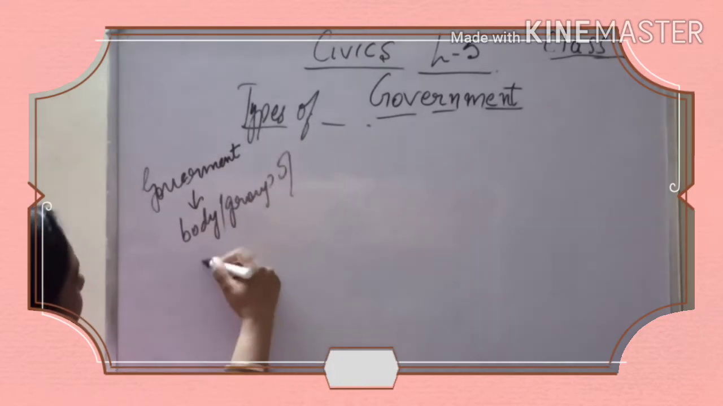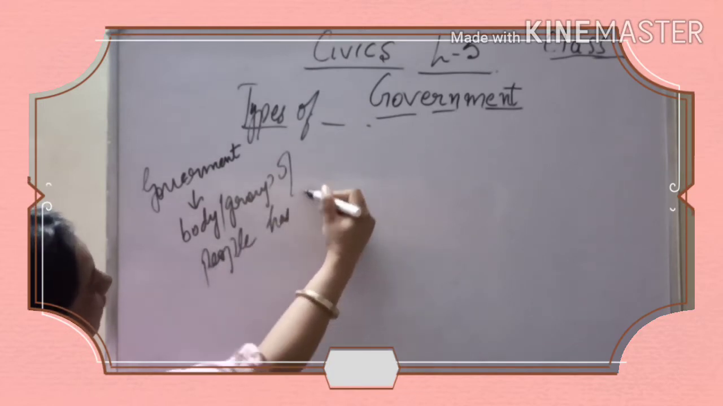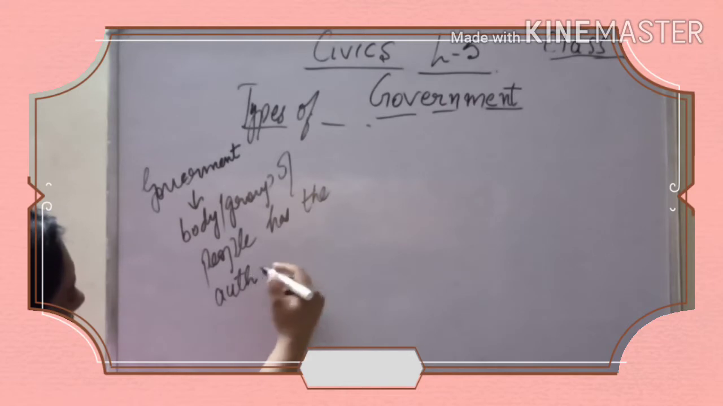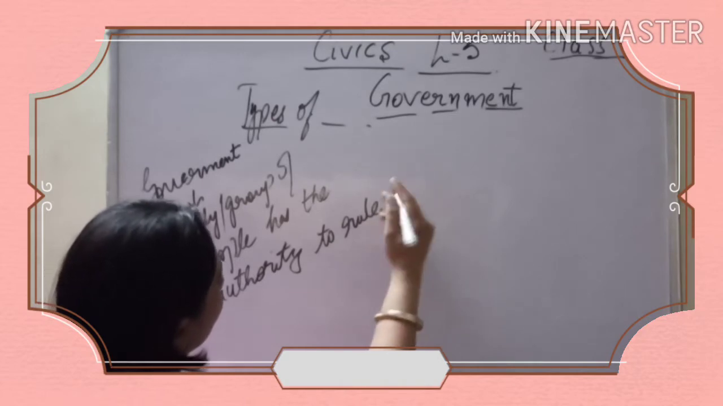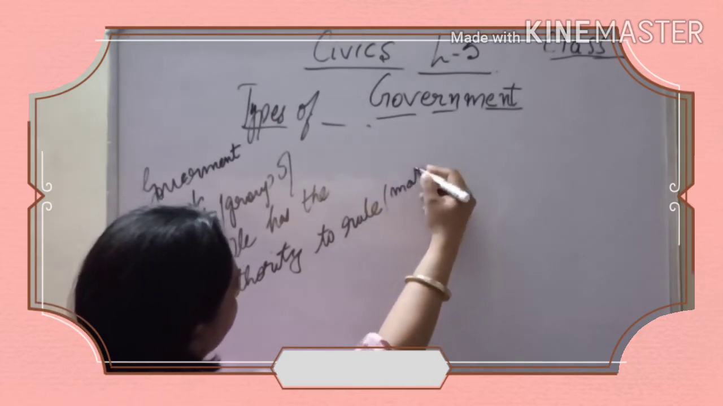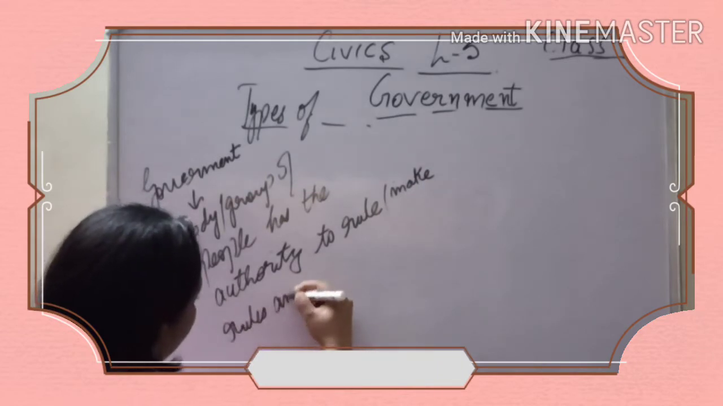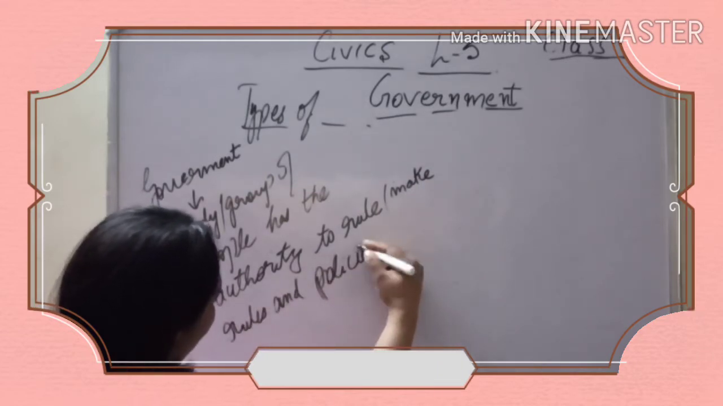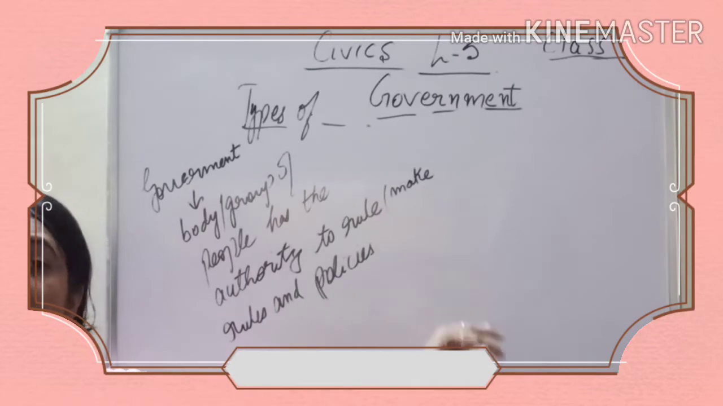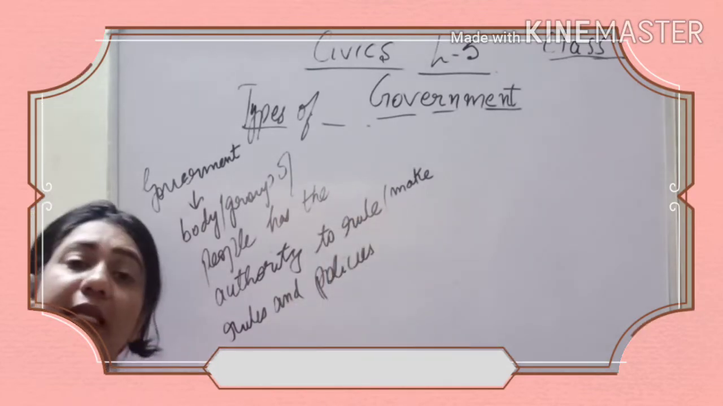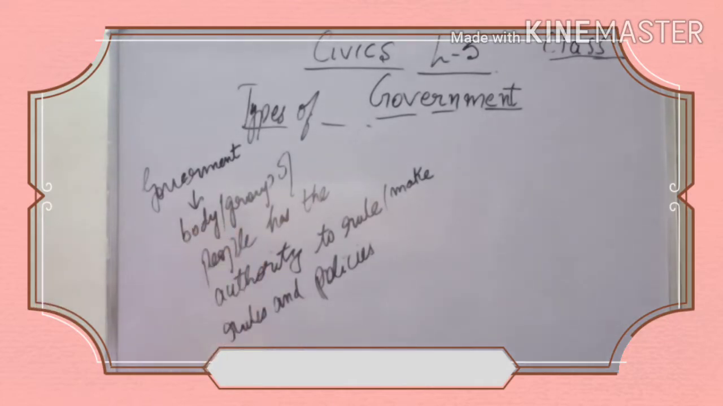who has the authority to rule, to make rules and policies for the efficient running of our country. So a government is nothing but a body which consists of some people who are elected by the people ourselves, and who make the laws and policies that are very essential for the smooth functioning of our country.